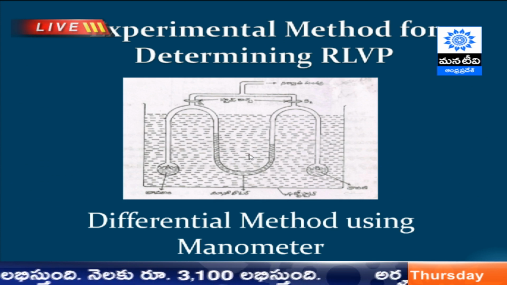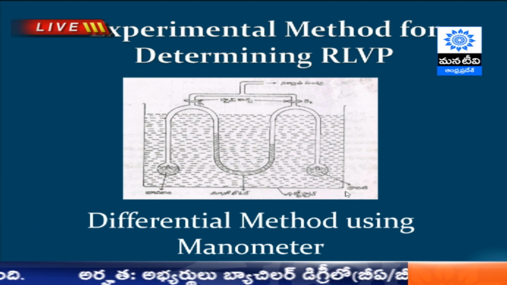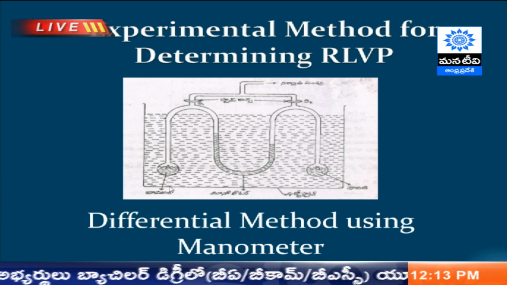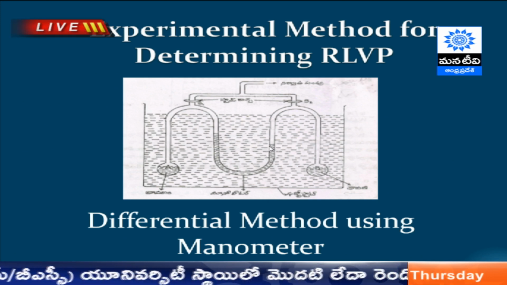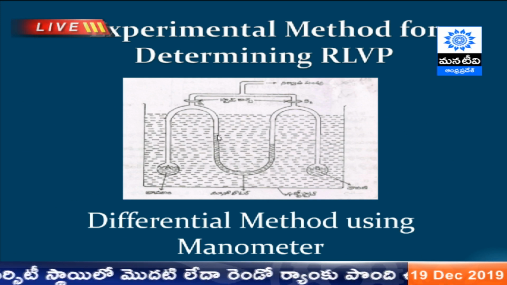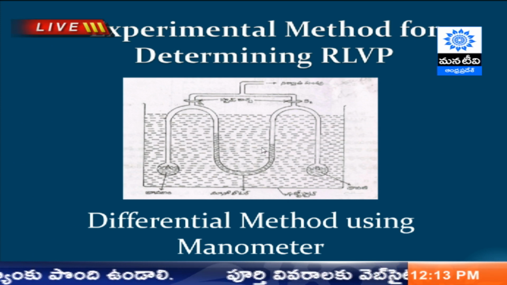Maybe so, the difference in both these things, I believe this is solvent and this is solution. So this is P naught and this is P naught and this is P. The difference of these things will give the lowering of vapor pressure.